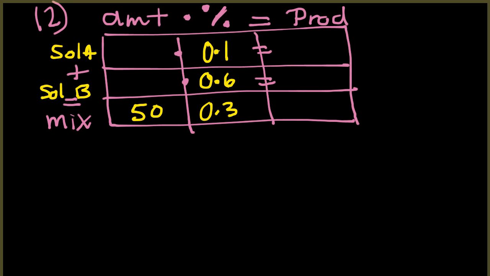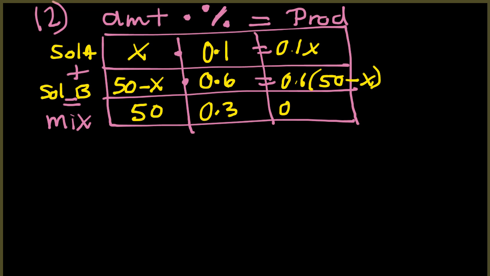Now, we don't know how many solution A is, so we'll call that X. And solution B, we'll call the total minus the X we added. And then I multiply across. I get 0 and 1/10 X. I get 0 and 6/10 times 50 minus X. And I get 0 and 3/10 times 50. All right, so there's my equation.